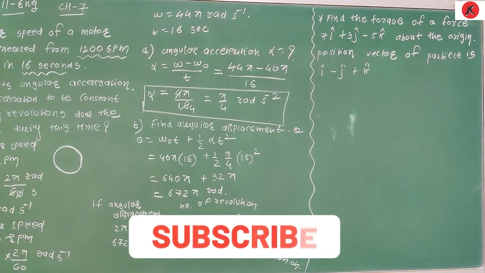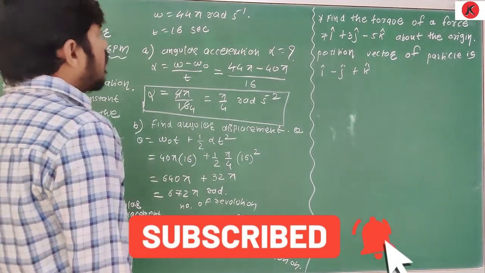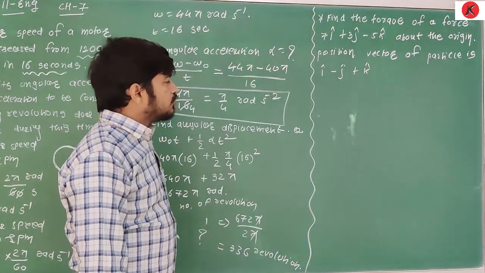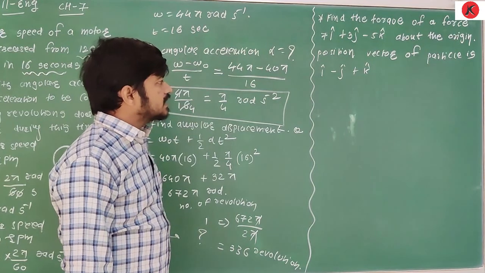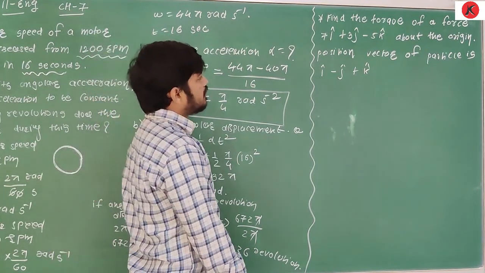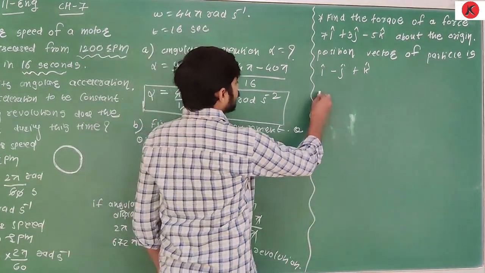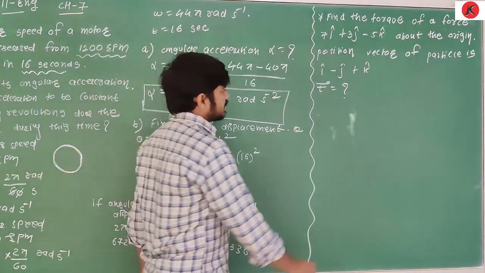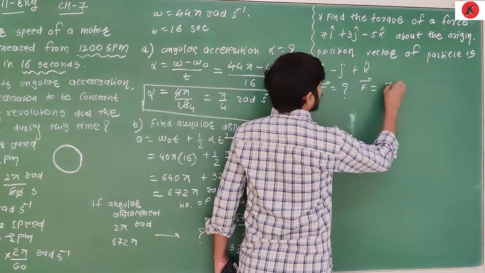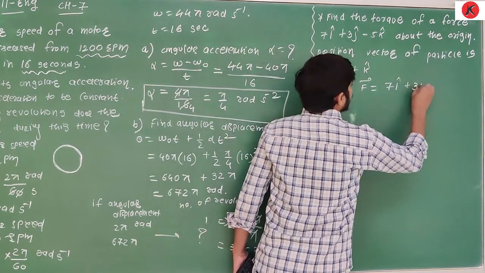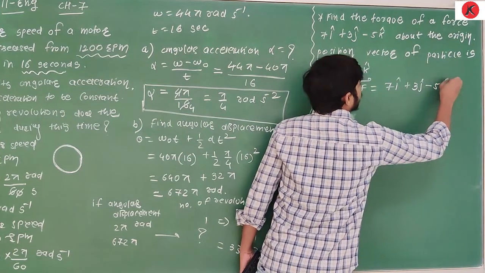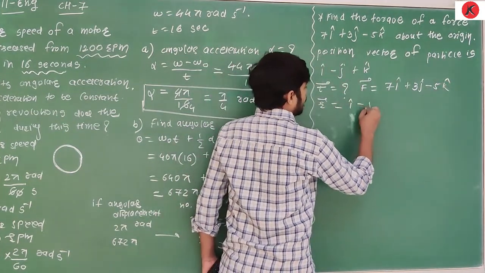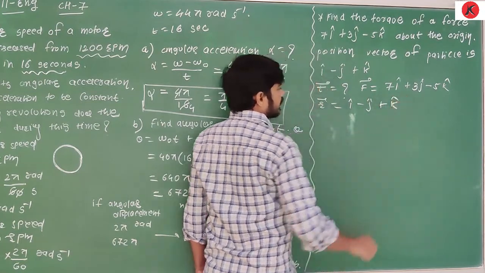Now next question, see, find the torque of force 7I plus 3J minus 5K about the origin. Position vector of particle is I minus J plus K. So see, first of all identify data. Find the torque means you have to find torque is equal to question mark. Force, yes it is given. F is equal to 7I plus 3J minus 5K. Position vector R is equal to I minus J plus K.